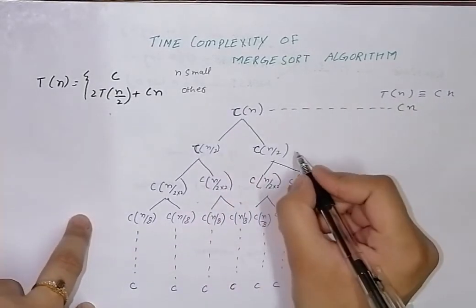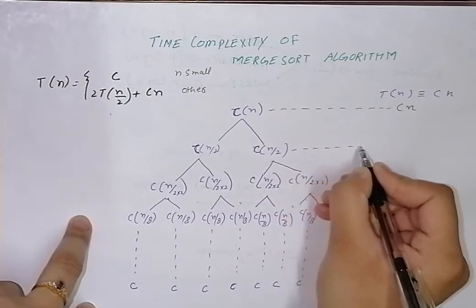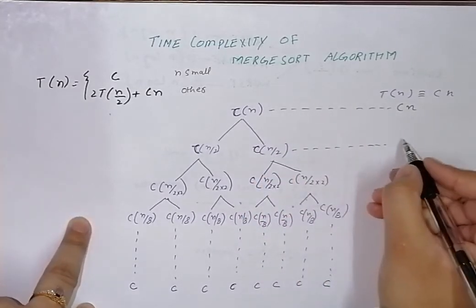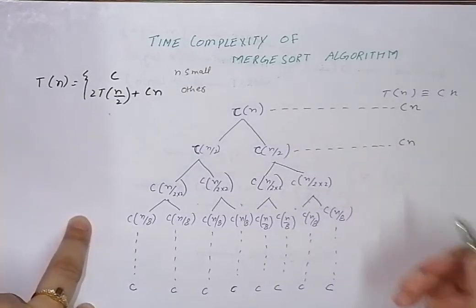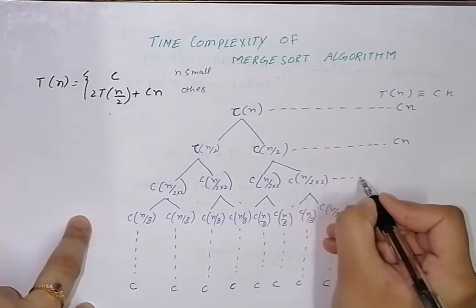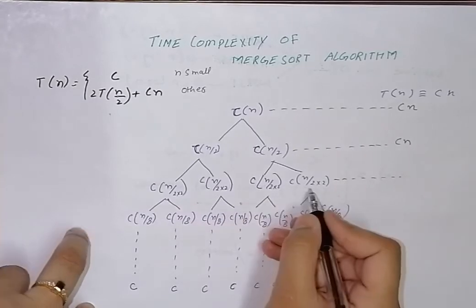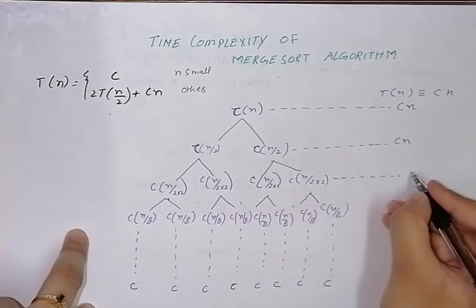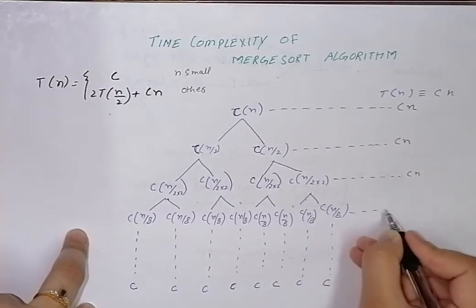Here I have two cost terms, so it would be C of n by 2 plus C of n by 2. So when we take the LCM, it will become C of n. Again here I have got four terms of C of n by 4, so it will also become C of n. Same goes for this side as well.